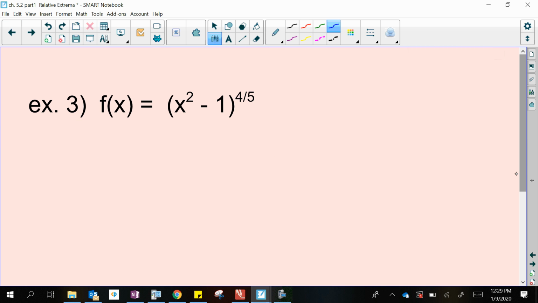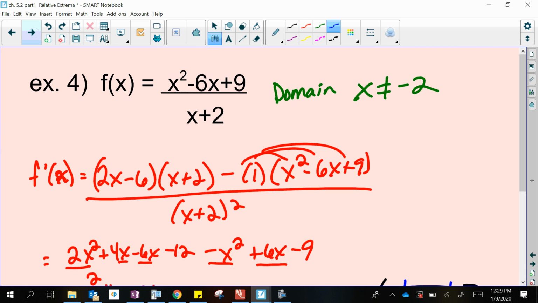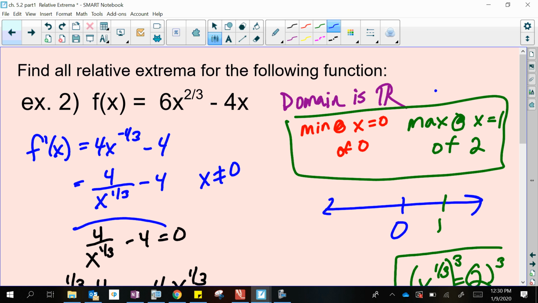Okay, because of the original function. In the one we're doing right now, x equals negative 2 is not in the domain of the original function. So therefore, there's no way it can be a min or a max, all right? But in the problem before this one, the domain was all real numbers. So when we found a number that was undefined for the derivative, it could be a critical number because it existed in the original. Okay?